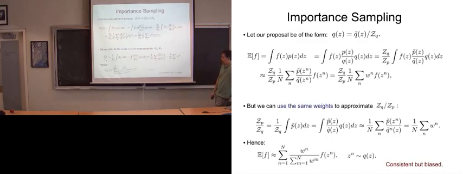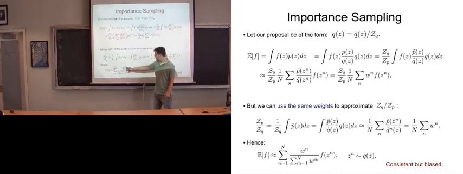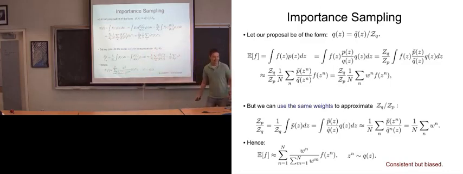So now you can estimate the expectation of the function by looking at the importance weights, but these importance weights are now normalized. That's the key. So this estimate is consistent, meaning that as n goes to infinity, you'll get the right estimator, but it's biased. So its expectation is not equal to the true expectation. Any guesses why it's biased?